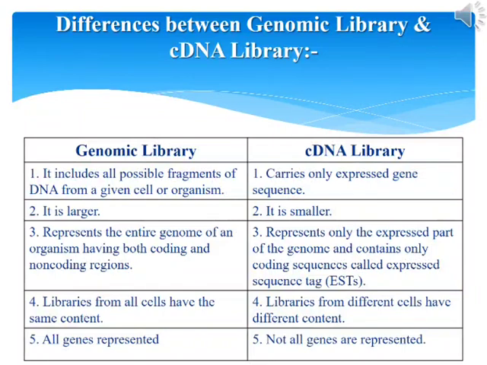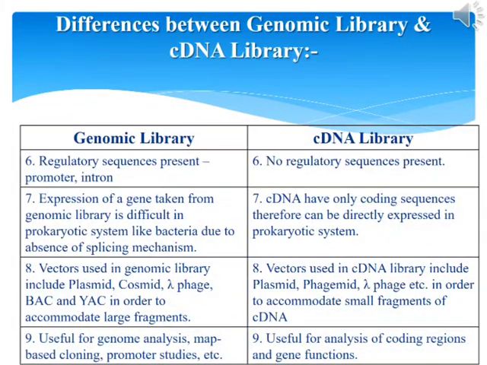A genomic library from all cells has the same content, whereas a cDNA library from different cells has different content. In the case of a genomic library, all genes are represented, whereas in the case of a cDNA library, not all genes are represented. Regulatory sequences like promoters and introns are present in a genomic library, whereas a cDNA library does not contain any regulatory sequence in it.